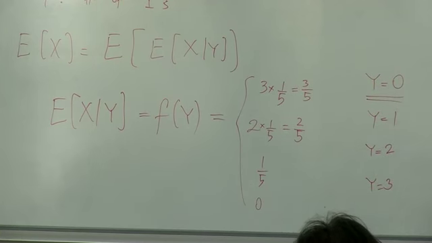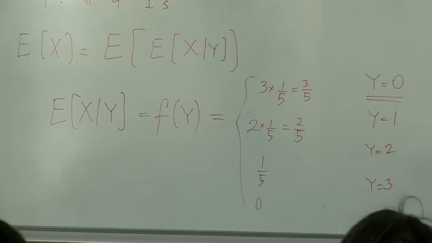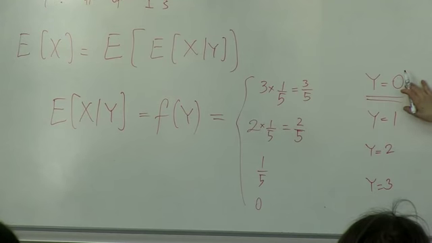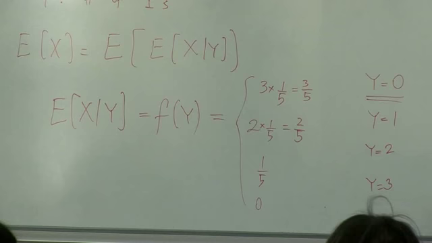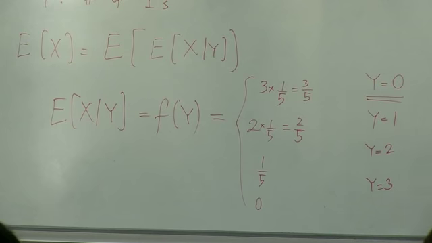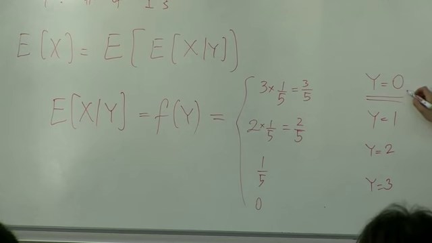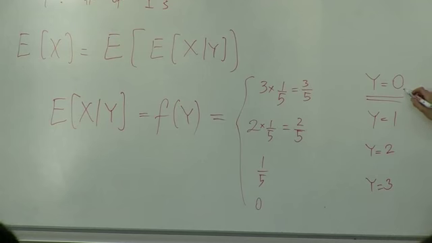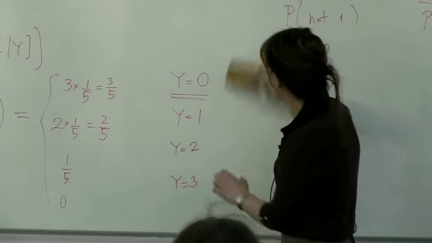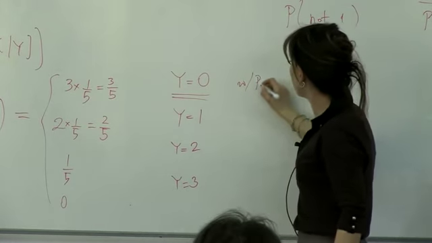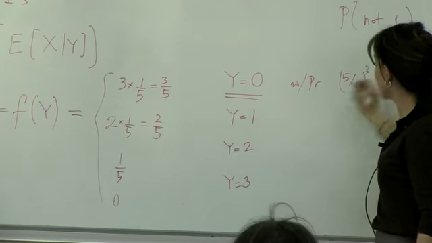What are the probabilities of these values? Easy. Because the number of ones in 3 tosses is a binomial distribution, binomial random variable. So the probability that y is equal to 0, which means there are no ones, is 5 over 6 cubed.